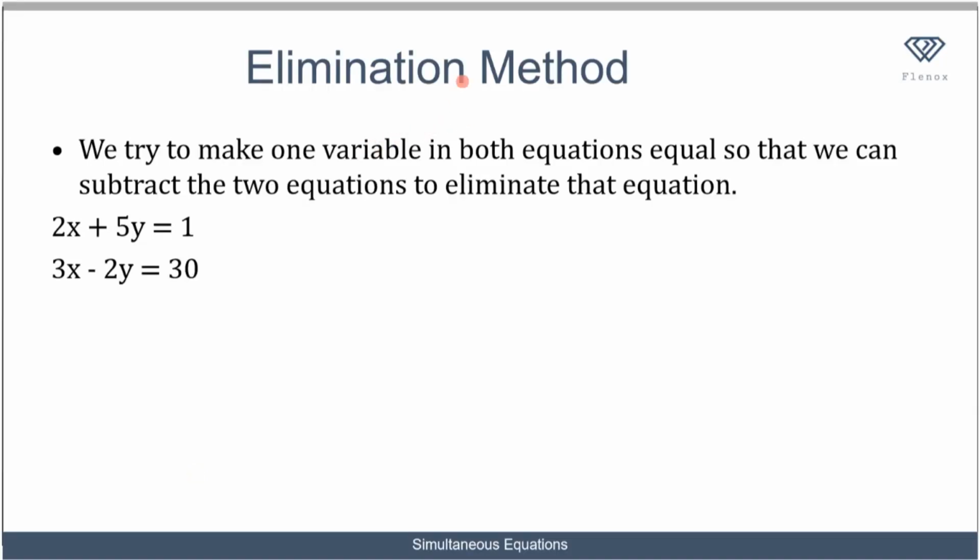So first, we'll talk about the elimination method. There are two major methods of solving simultaneous equations. We have the elimination method and the substitution method. So in the elimination method, we try to make one variable in both equations equal so that we can subtract the two equations to eliminate that variable. That is what is meant to be here, to eliminate that variable or that term, more appropriate to use.